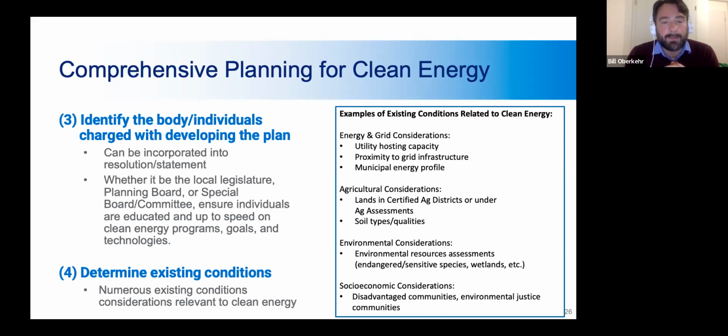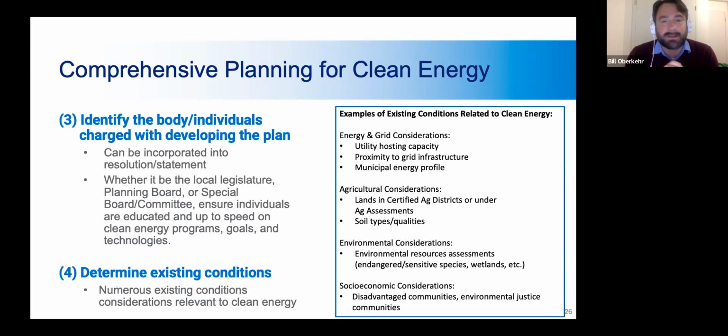But really the important thing is you want to ensure that those individuals are educated enough, up to speed on clean energy programs, goals, and technologies. Not necessarily as up to speed as somebody who does it as a full-time job, but just relative to members of the community. You want to make sure that those folks are relatively savvy with clean energy technologies and programs, because that will help.